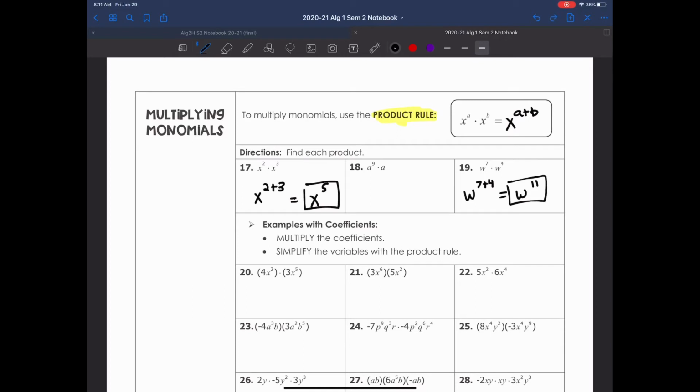Now, obviously, those are a couple of really basic examples. So what happens if we have things that are more complicated? So for example, what happens if we have something with coefficients? Or what if we have something that has multiple variables, okay? What are we gonna do?